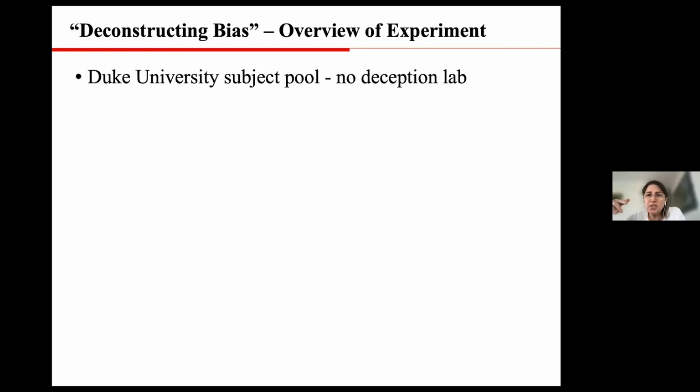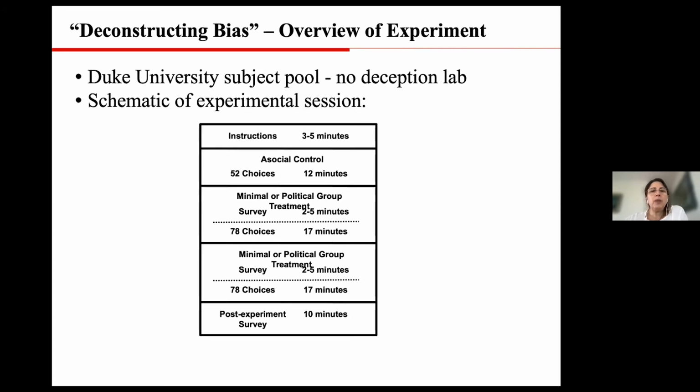Okay, so this is done at Duke University, so a bunch of American college students in a no-deception lab. The schematic of the experimental session is that we have the instructions, which take 3 to 5 minutes. Then we have a control with no groups, so people are making these choices with no group labels whatsoever. Then we have a minimal group or the political group treatment. These two treatments are randomized. And then we have a post-experiment survey. So some people got the minimal group first and some people got the political group first.